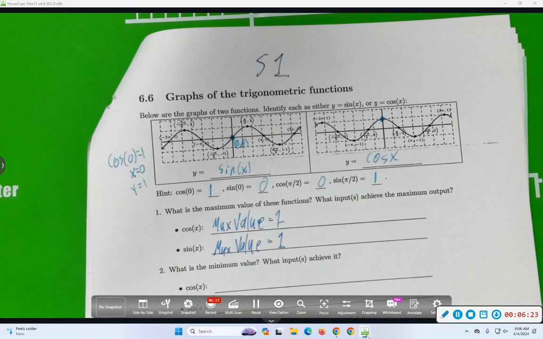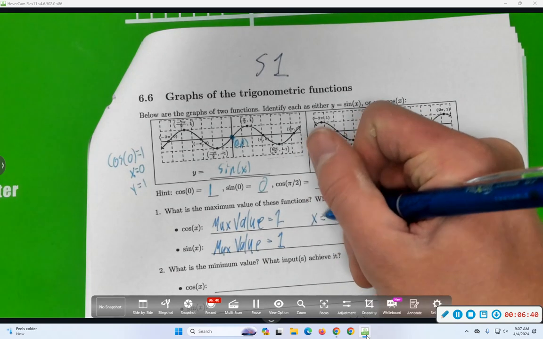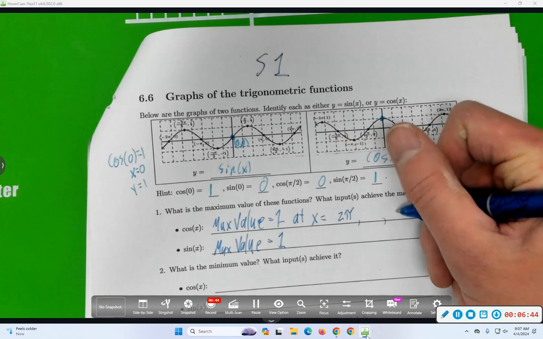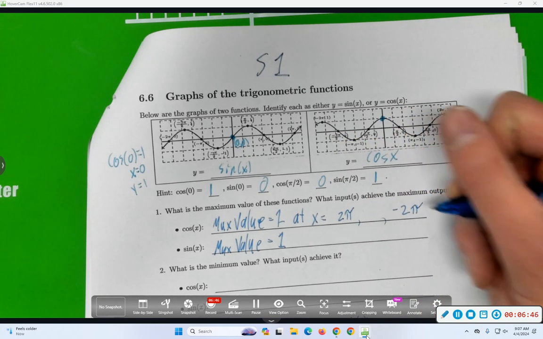Right, like how do you read the maximum value from a graph? You ask, what's the biggest y value you see? For cosine of x, because it's the one that's listed first, what inputs result in that maximum output? 2 pi. 2 pi and -2 pi. Are there any other inputs?